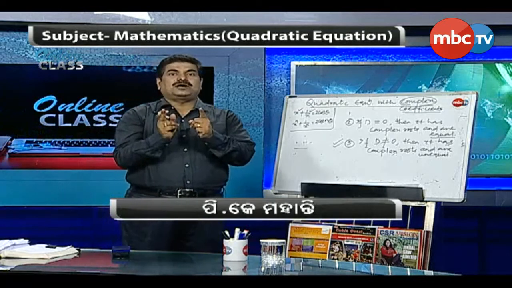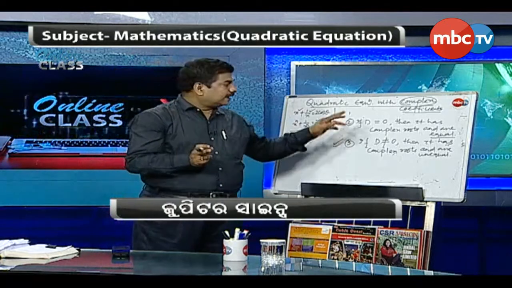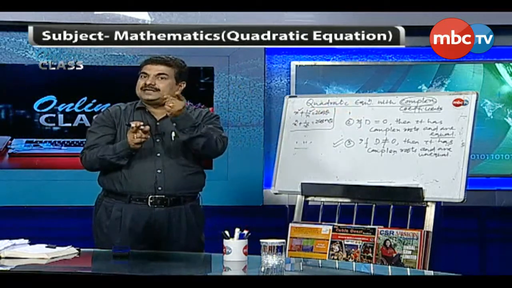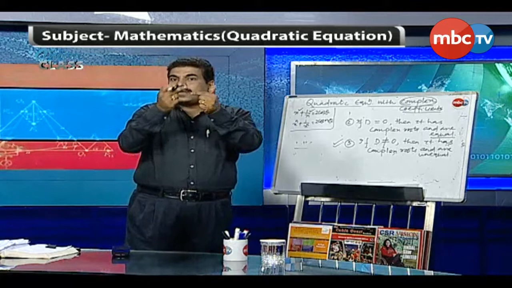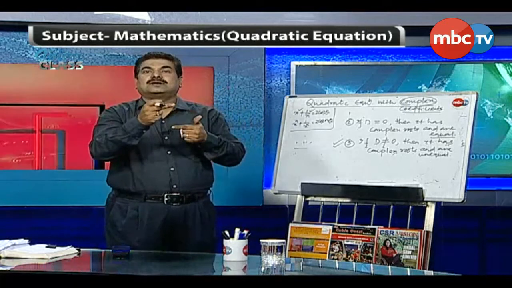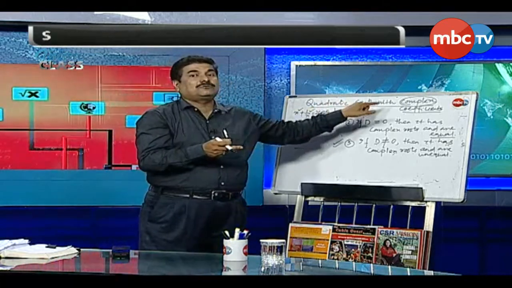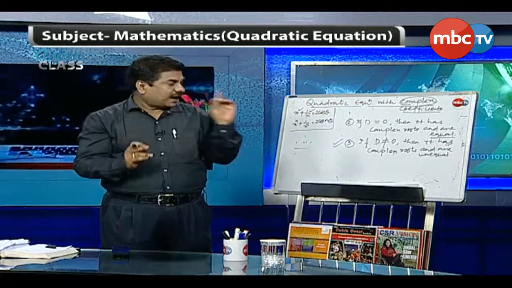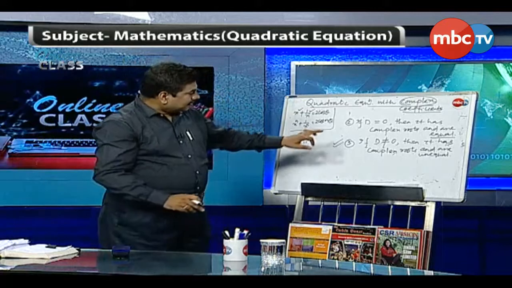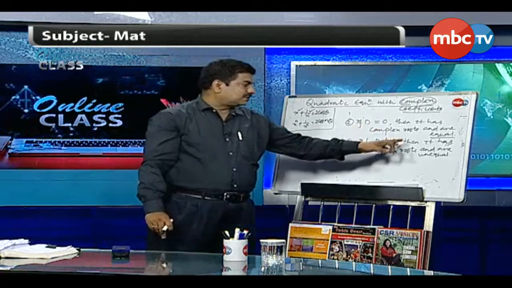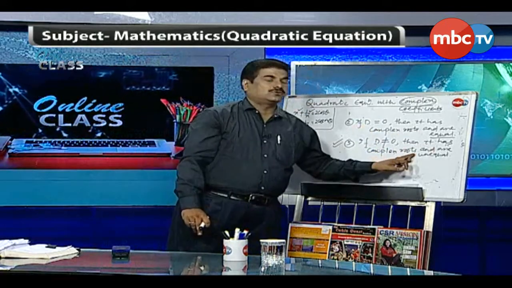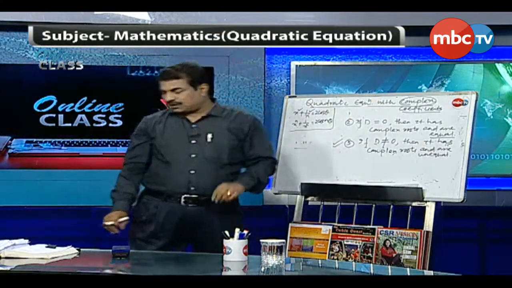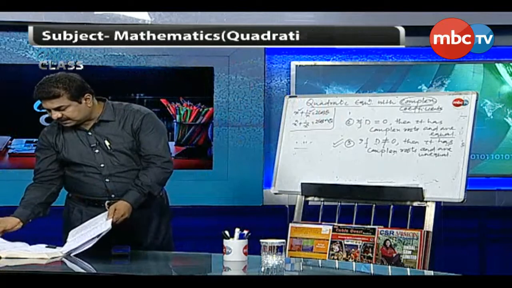But a very important point here: in case of a quadratic equation with real coefficients, if d is less than 0, then the roots are conjugate to each other. But in case of a quadratic equation with complex coefficients, the roots are not conjugate to each other. I will solve one question, you check. So if d is not equal to 0, then it has complex roots and they are unequal. Okay, I will solve one question regarding this.